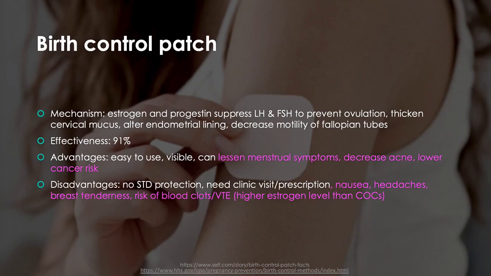The next two methods are non-oral forms of hormonal birth control. They are very similar to combined oral contraceptives in terms of mechanism of action, the fact that they generally have 3 weeks on, 1 week off cycles, and in terms of side effects. The first method we'll be talking about is the birth control patch. This is when a patch containing the hormones estrogen and progestin are placed on the skin to prevent pregnancy. People will use one patch per week for 3 weeks, and then no patch for 1 week, and repeat. This method is 91% effective, more so when used correctly, meaning it's placed at the same time each week.